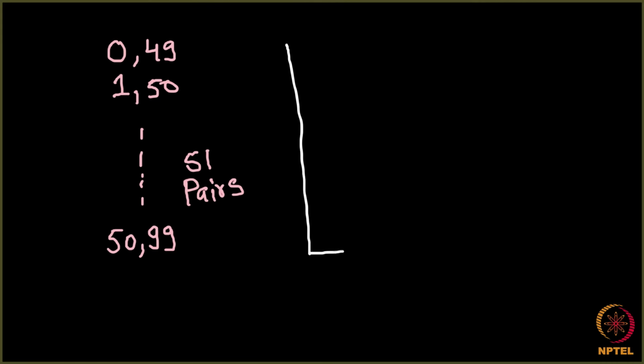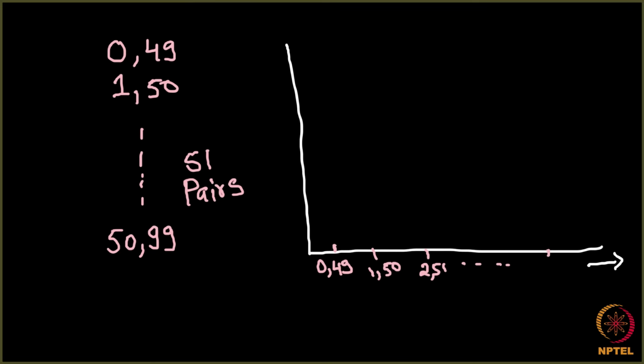And then what we are going to do is draw a plot. What is this plot? On the x-axis here are my pairs. So this point here can correspond to my pair 0, 49. This point can be 1, 50, 2, 51, and so on and so forth, up to 50, 99. So the x-axis denotes these pairs, and along the y-axis we are going to draw two results. The first result corresponds to the myopic search.